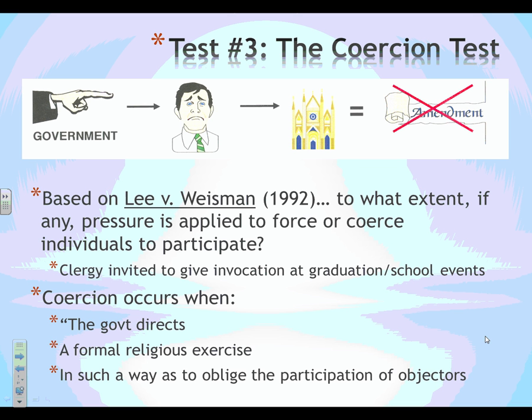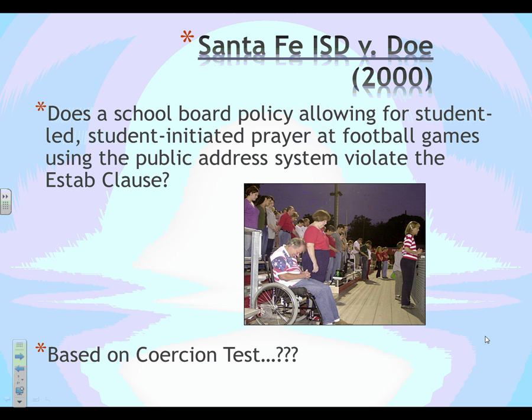So there was this idea that the fact that it was being done at a school function when everyone is there, kind of a captive audience, was too much coercion, even though it wasn't being led by the school, even though the students were involved in the choice of whatever. That didn't matter, it was still too much coercion, therefore it violates the Establishment Clause.